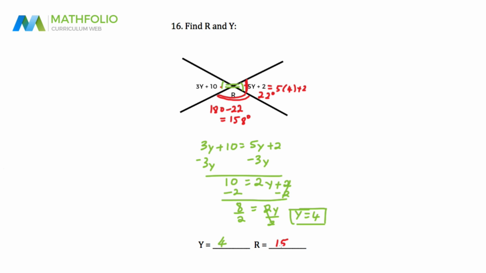So 158 degrees. And again, r should have degrees because it's the whole entire angle, whereas y technically doesn't need it because it's a component of this whole thing, or this whole thing, and those have degrees next to them. So that is question number 16.